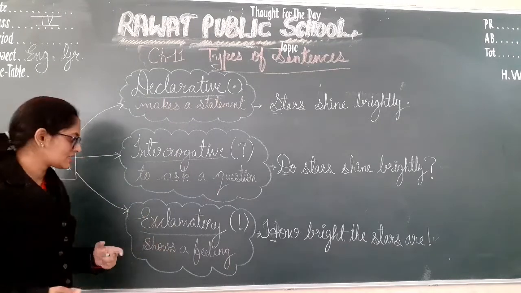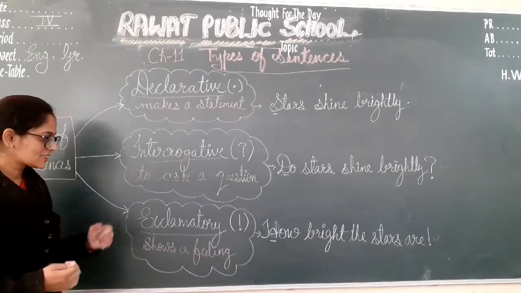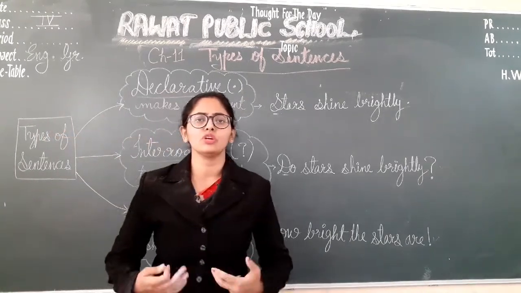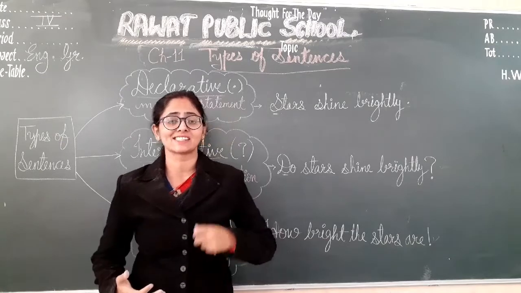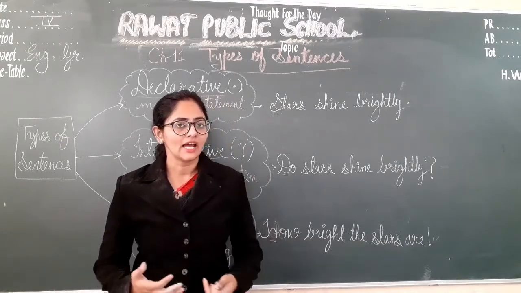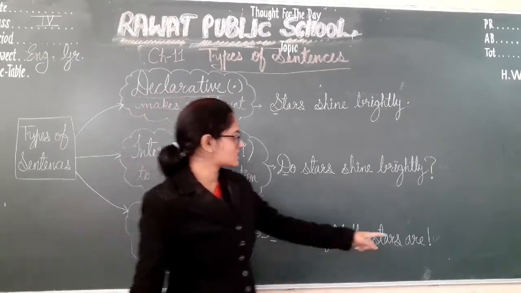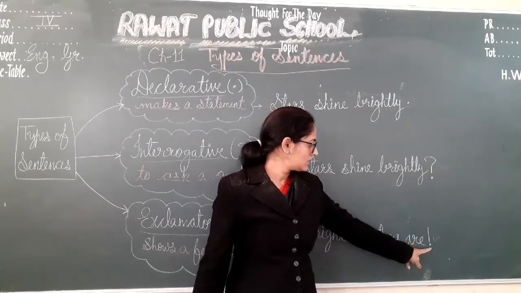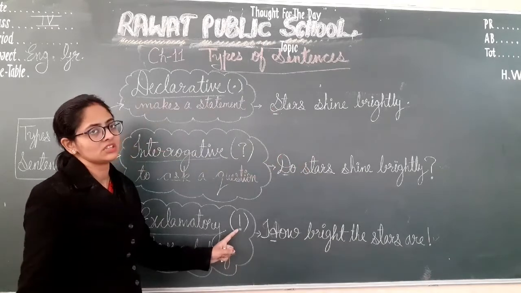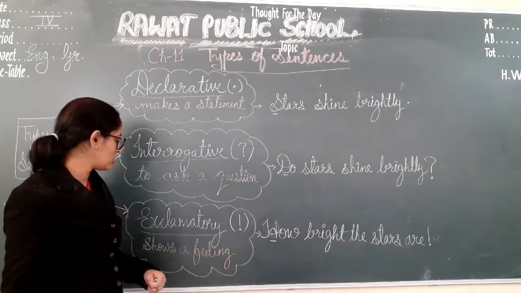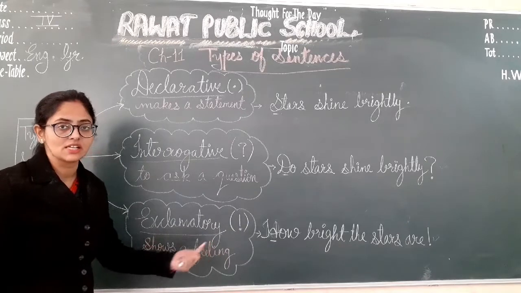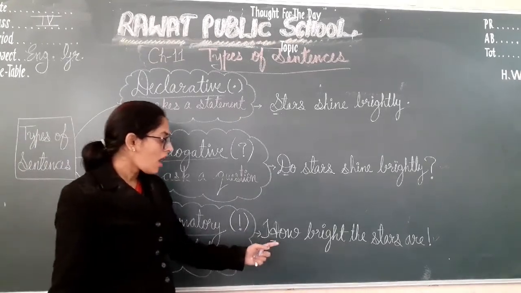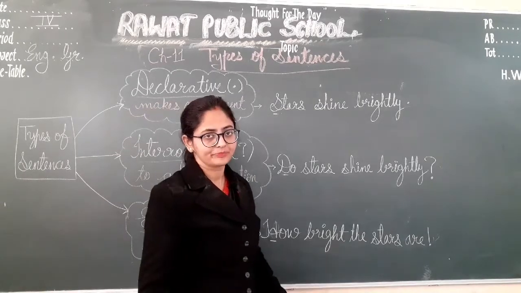The third one is exclamatory. Exclamatory means to show a feeling. When you are showing your feeling, meaning emotions, excitement, that time you use this sign, this mark. This one is the exclamatory mark. And whenever you are using this mark, that sentence is known as an exclamatory sentence. Example: how bright the stars are!